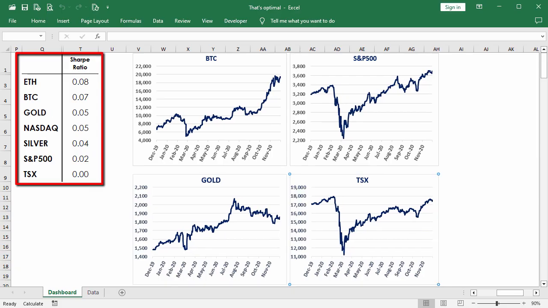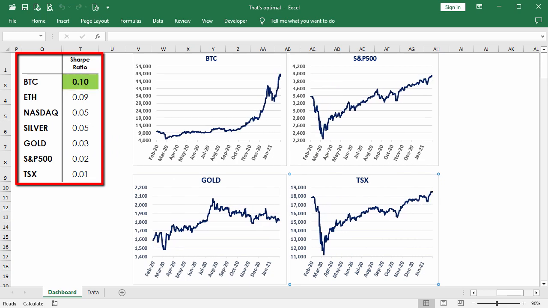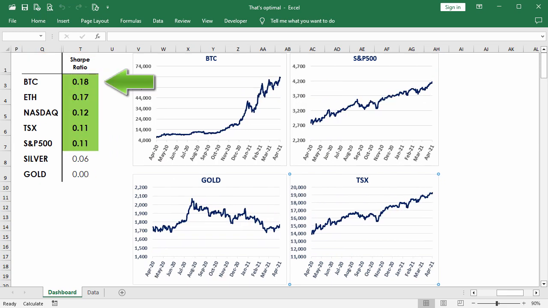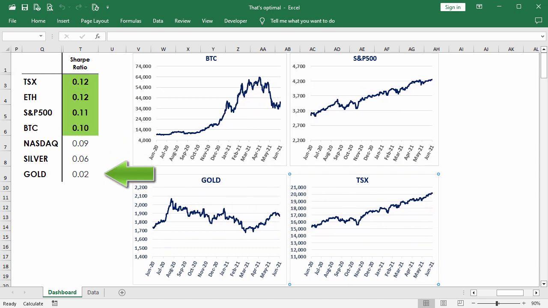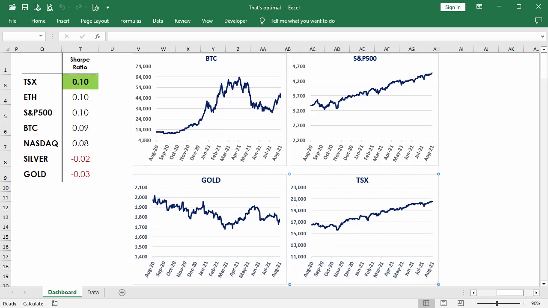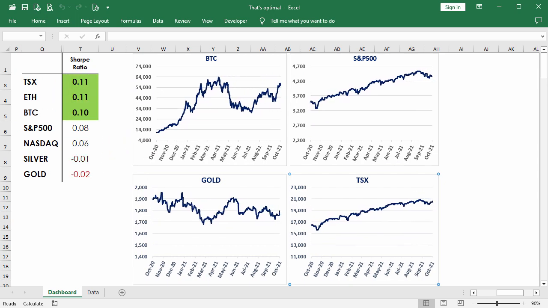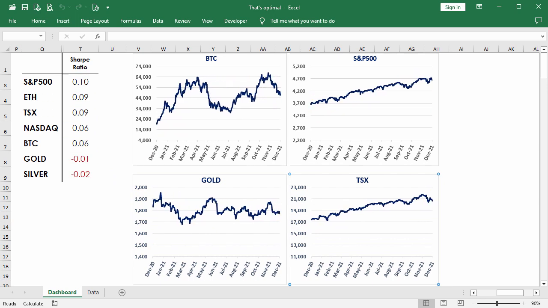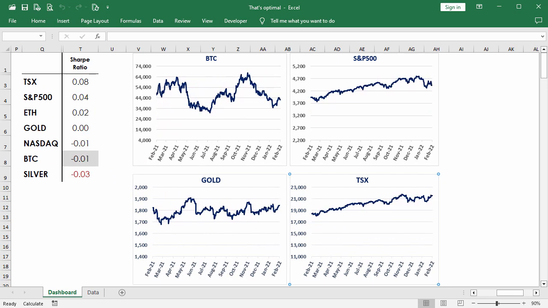We can sort investments from highest to lowest ratio, choosing ones with a high ratio and staying away from ones with a low ratio. Investing this way may not guarantee a high return, but can at least help us choose investments that pay the highest possible return against risk that we're willing to take. Now that's optimal.